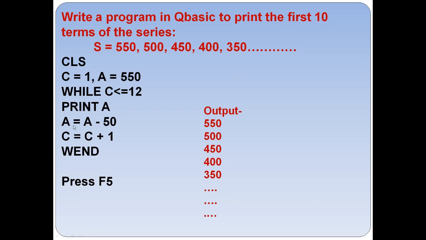Print A, and A is equal to A minus 50, because the difference is 50 and these are decreasing numbers, so we will subtract 50. If we were adding, the answer would be 550, then 600, then 650. This would be wrong, so minus 50 is used here. C is equal to C plus 1, then we will write and also. By mistake I have not written the and, but you will write and also here.